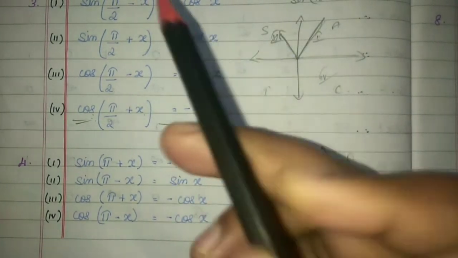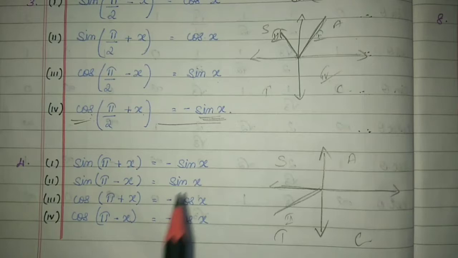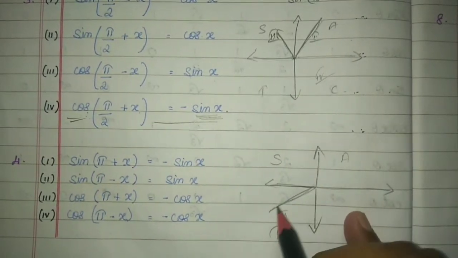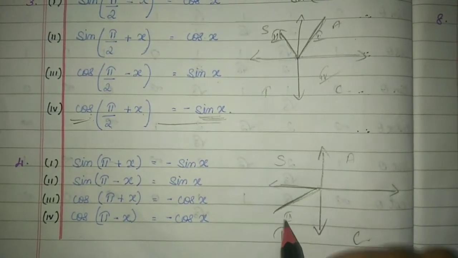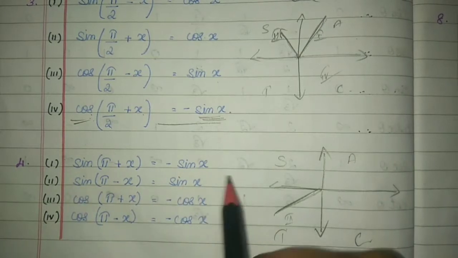For pi/2 it will be just the opposite. If it is sine it will be cos, if it is cos it will be sine. For pi it will be the same. Sine means sine, cos means cos only. So you have to just check the sign over here. In pi, in the third quadrant, sine is negative, so therefore it is minus sin x.